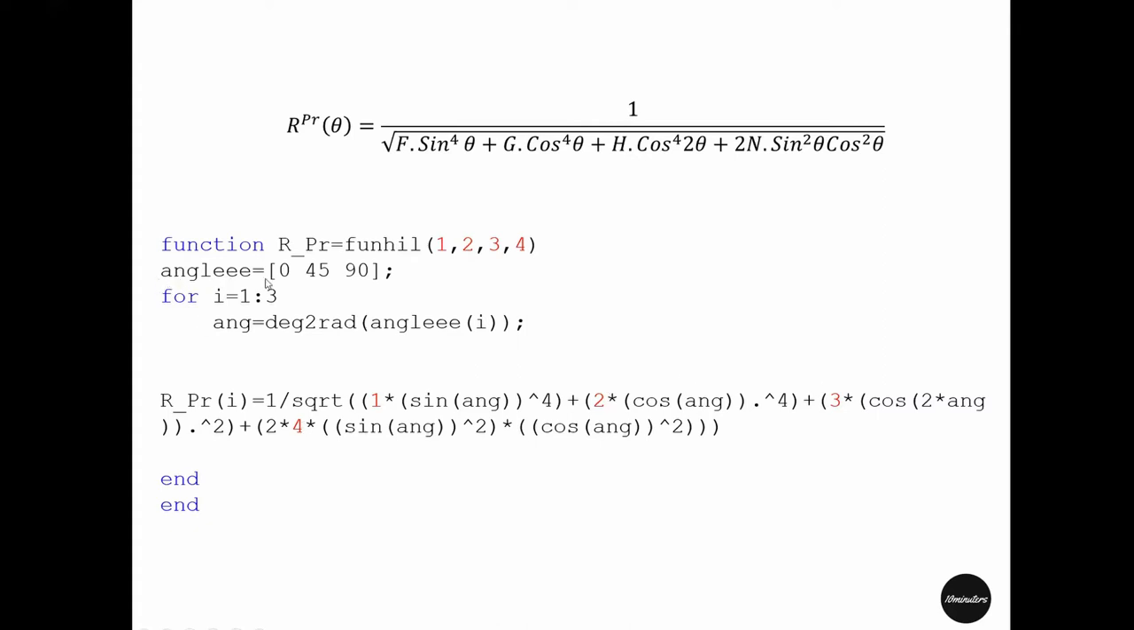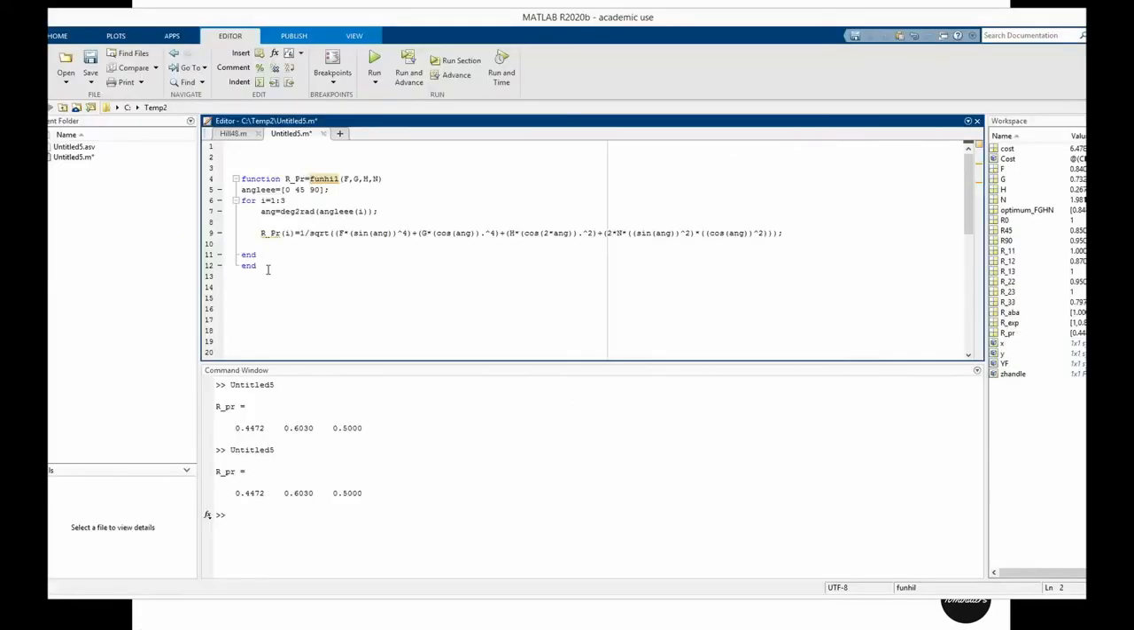Further, for angle or theta values of 0, 45, and 90, these values are put as A and G in this equation. And for I equal to 1 to 3, as the loop runs, you get three values of R predictor as output from this function called funhill. This is the function funhill in MATLAB.